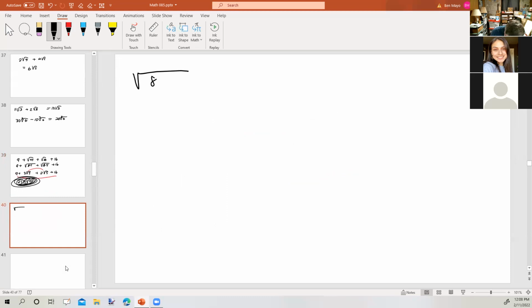Consider this. The square root of 80m minus the square root of 128m plus the square root of 288m. Okay. So I've got 3 radical terms. I'm going to simplify each separate radical as much as I can.